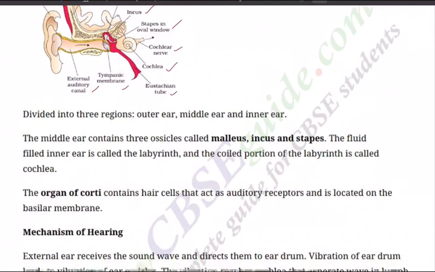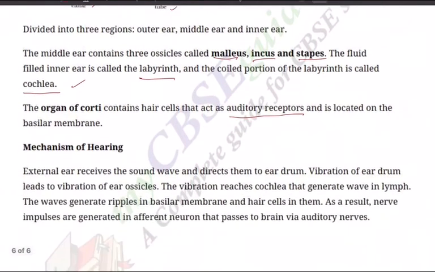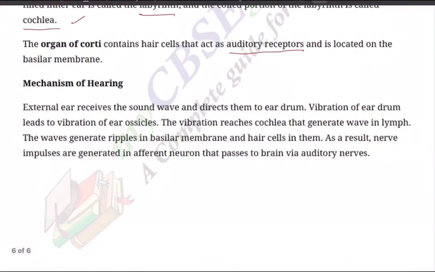The ear is divided into three regions: outer ear, middle ear, inner ear. The middle ear contains three ossicles called malleus, incus, and stapes. The fluid-filled inner ear is called the labyrinth, and the coiled portion of the labyrinth is called the cochlea. The organ of Corti contains hair cells that act as auditory receptors and is located on the basilar membrane.